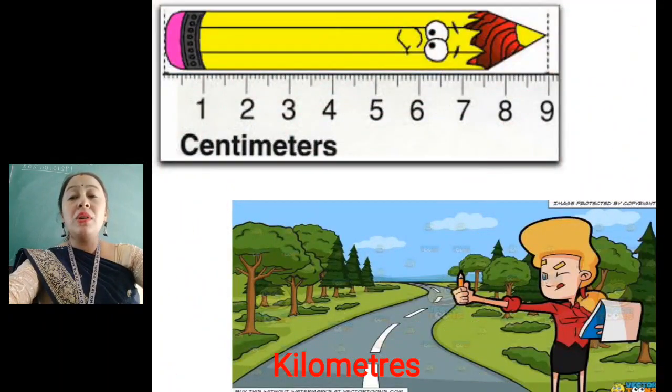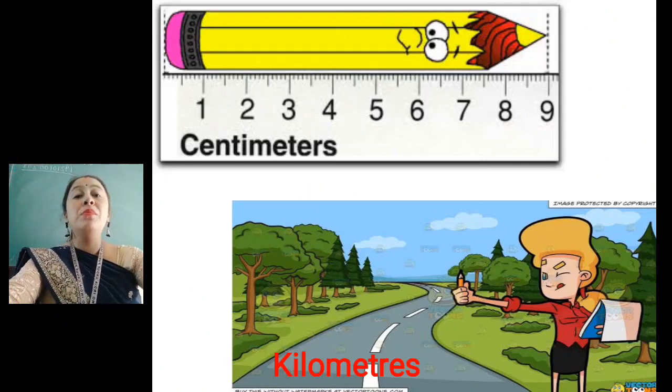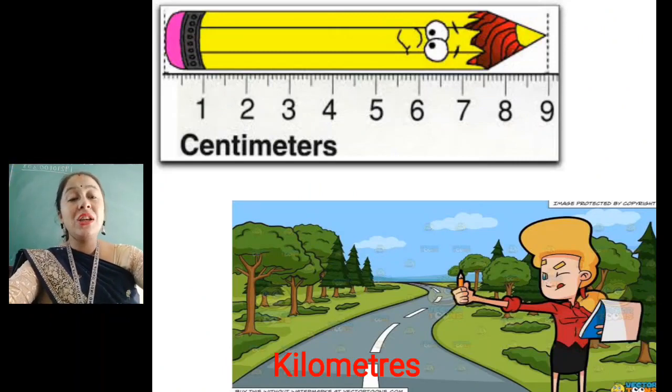To measure smaller lengths, for example, your pen, your copy, book, water bottle, you use a centimeter scale. You use centimeter as your unit. You can see the pencil is measuring 9 centimeters. And to measure the length of the road, that is long, you can't measure it in centimeters, so you have to use the kilometer unit. So to measure smaller lengths, you will use the centimeter unit, and to measure longer lengths, you will use the kilometer unit. So I hope it is clear to you all.